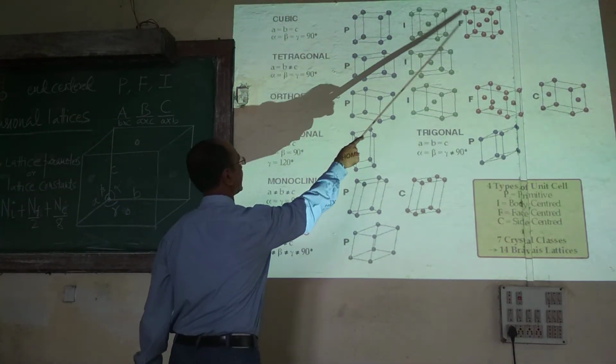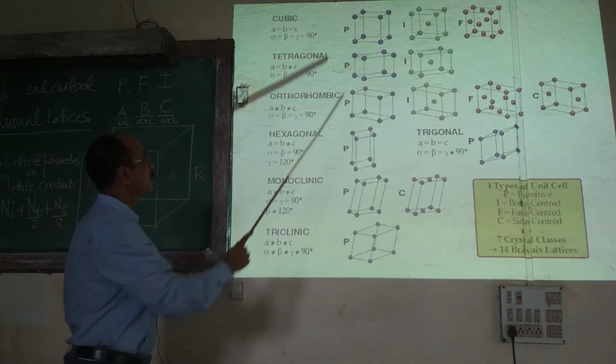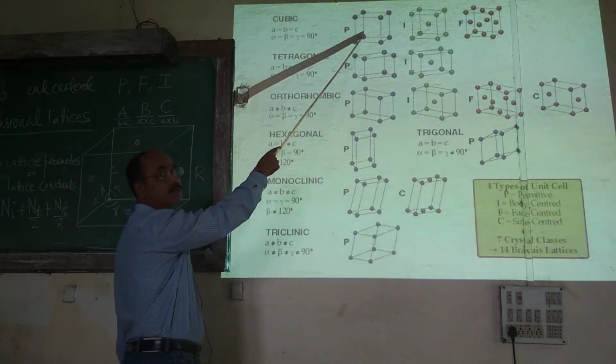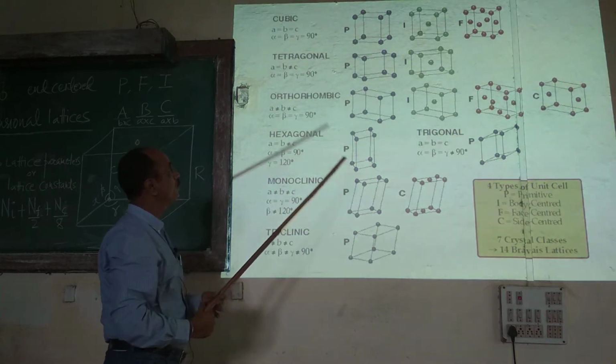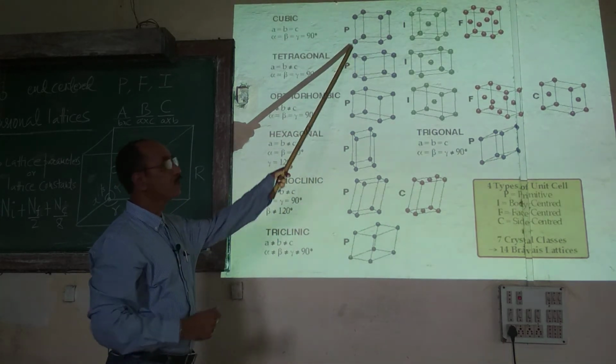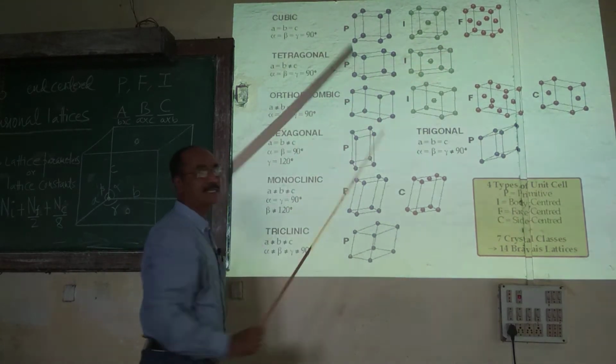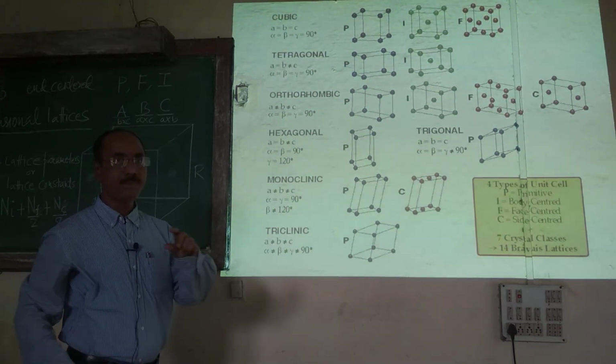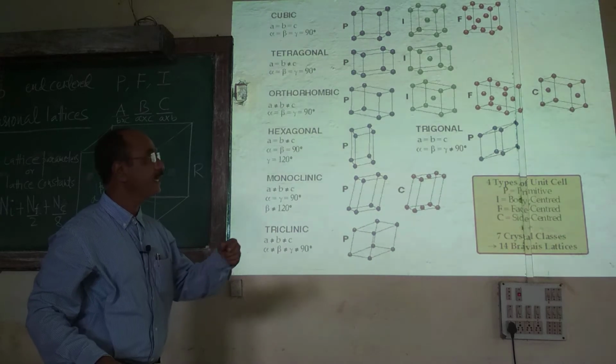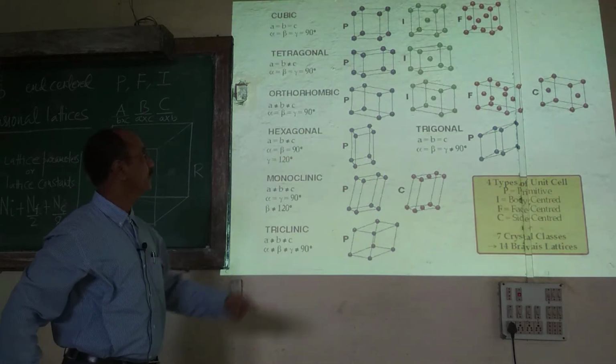Now the cubic crystal system has three Bravais lattices: P, simple cubic or primitive; I, body centered cubic; and F, face centered cubic. Simple cubic, body centered cubic, and face centered cubic.